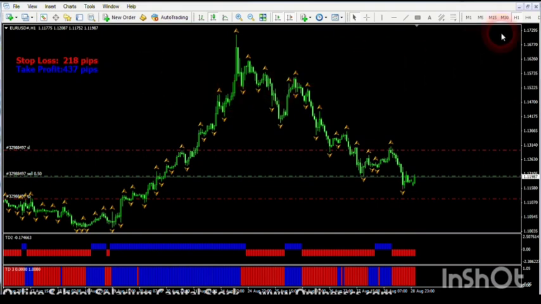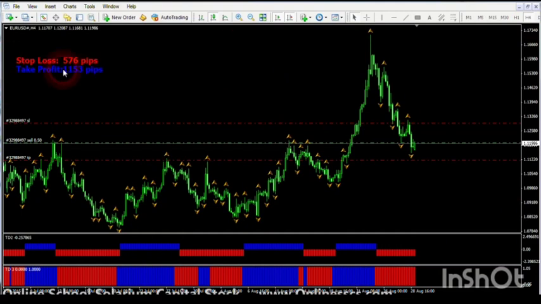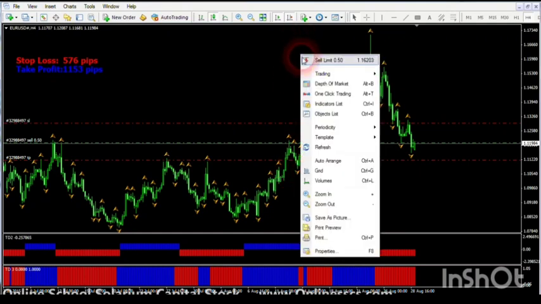But if I change the time frame, this also changes based on the time frame. So those were all the points about this tool. It's a good tool. You can use it.